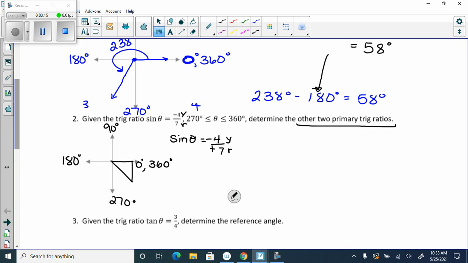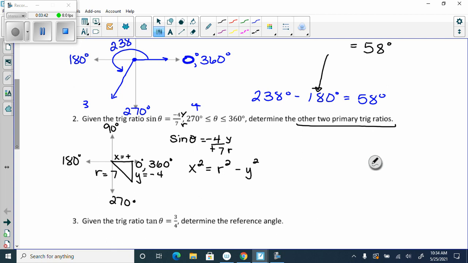So my y is equal to -4. My r is equal to 7. And now my x is equal to positive something because it's in quadrant 4. Every x is positive there. Now how do I find the x? Do we remember? Pythagorean theorem, but flipped around. So we're going to get x squared equals r squared minus y squared.